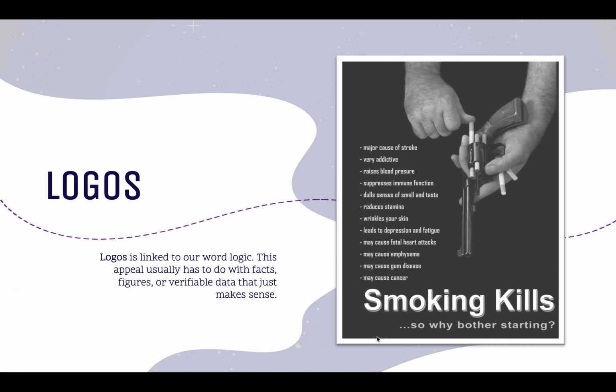So we have this example here on the right side of the screen. This is an anti-smoking ad, and we can see all of the issues that smoking could potentially cause. And these pieces of data help establish the message in this image.